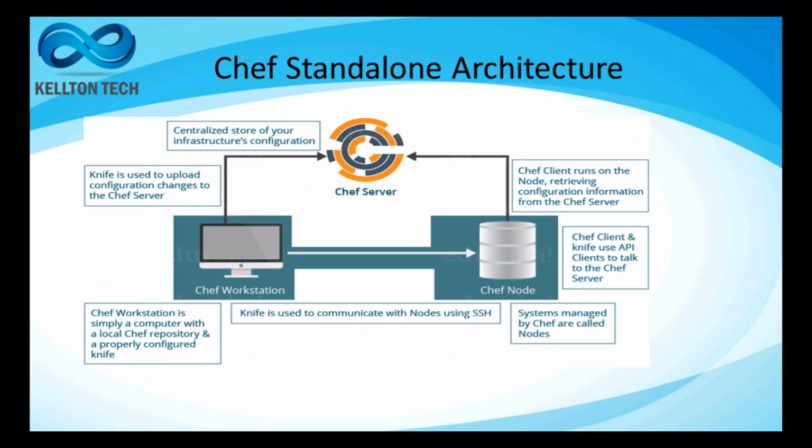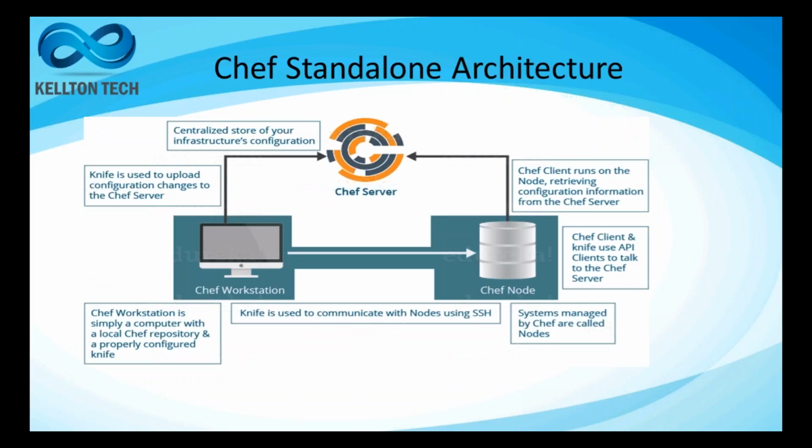This is the Chef architecture. The major components of the Chef architecture are the workstation, the Chef server, and the Chef node. The workstation is a simple computer with a local repository, and you can use a tool to push the configuration to the Chef server. The Chef server is a centralized storage for the infrastructure configuration.